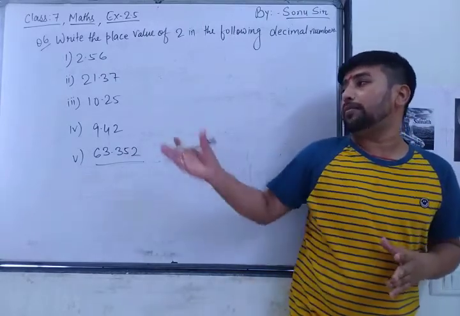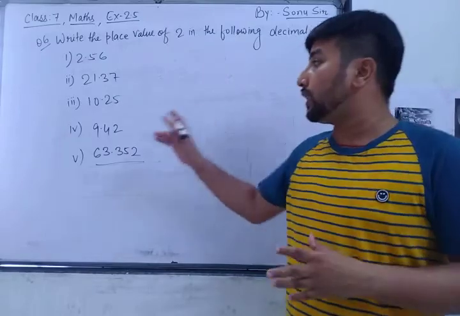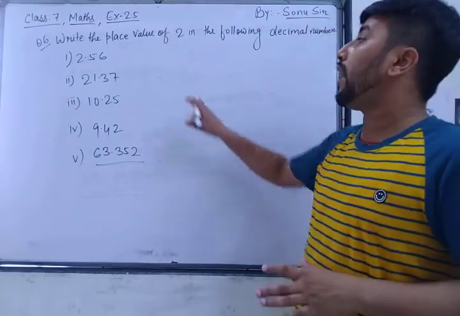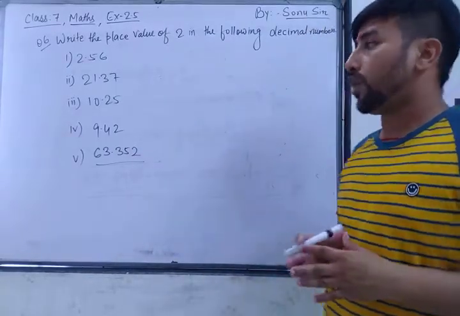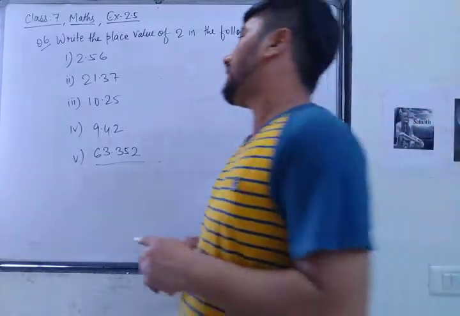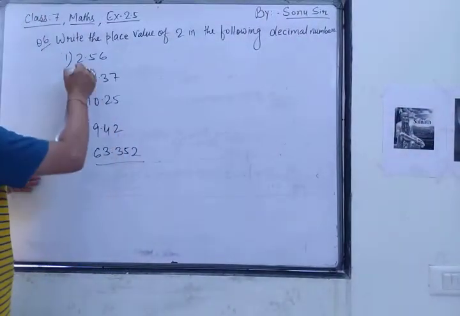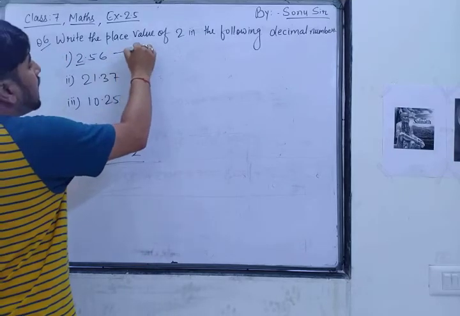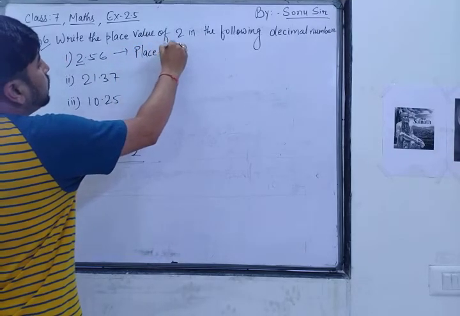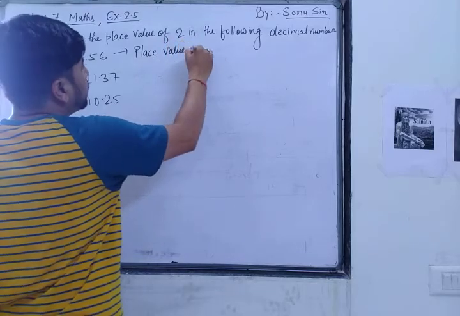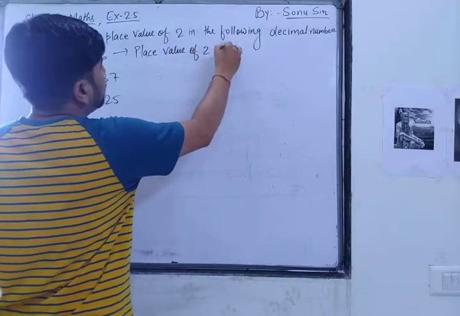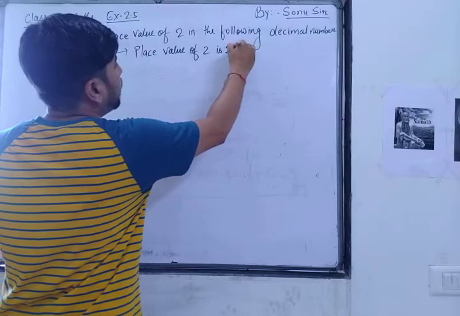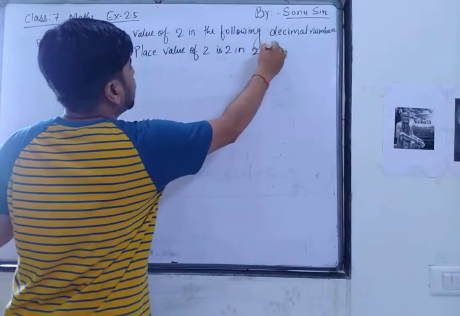Similarly, here there are some numbers. In each of the numbers, 2 is there. So you have to just find the place value of 2 in the following numbers. So what you will do? You have to just count here. Here you can see the place. It is at the 1's place. So what will be the place value of 2 in this number? The place value of 2 is 2 in 2.56.